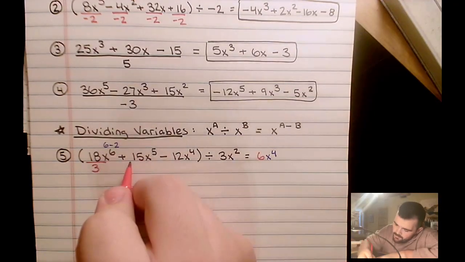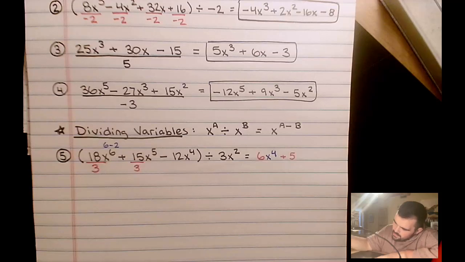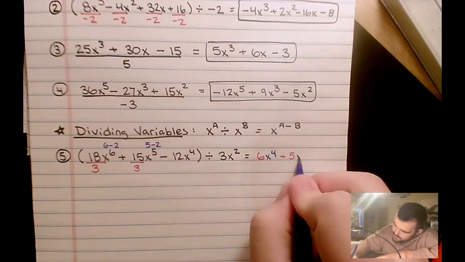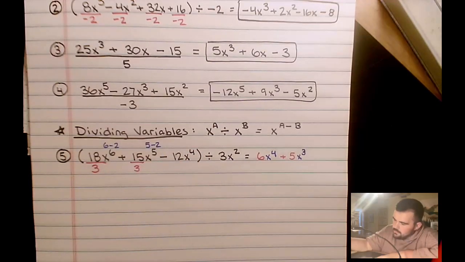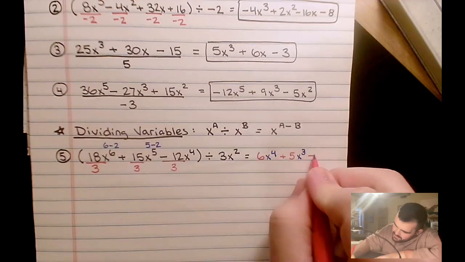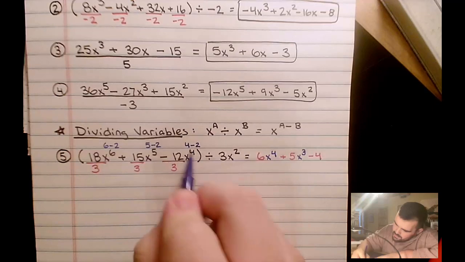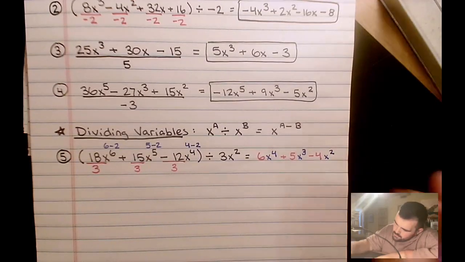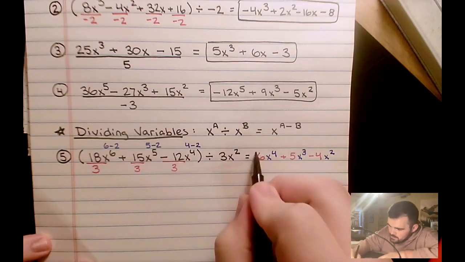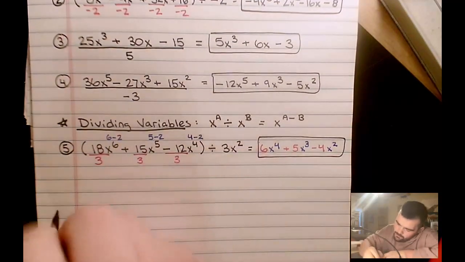Then start over. 15 divided by 3 is 5. x to the 5th divided by x squared, 5 minus 2 is 3. Then start over. Negative 12 divided by 3 is negative 4. x to the 4th divided by x to the 2nd, 4 minus 2 is 2. Final answer: 6x to the 4th plus 5x cubed minus 4x squared. Okay.